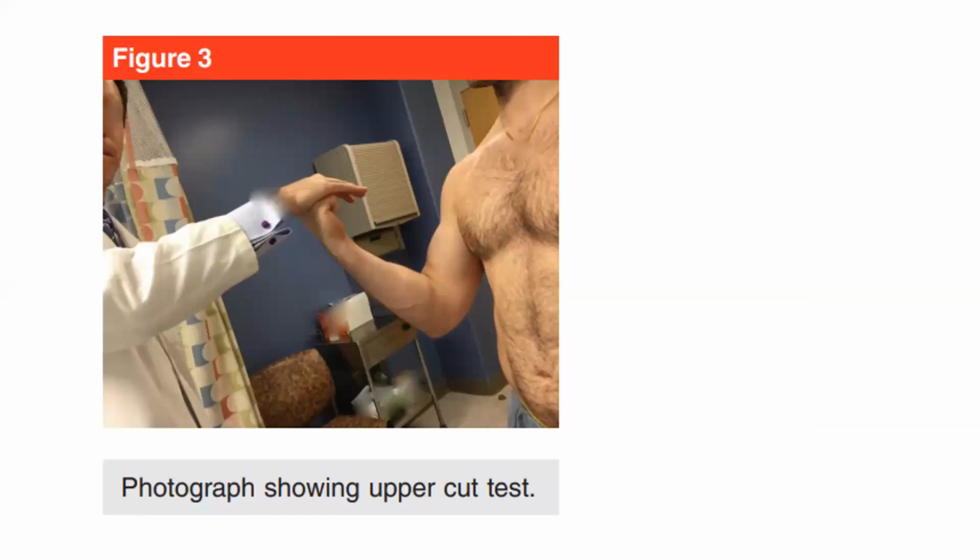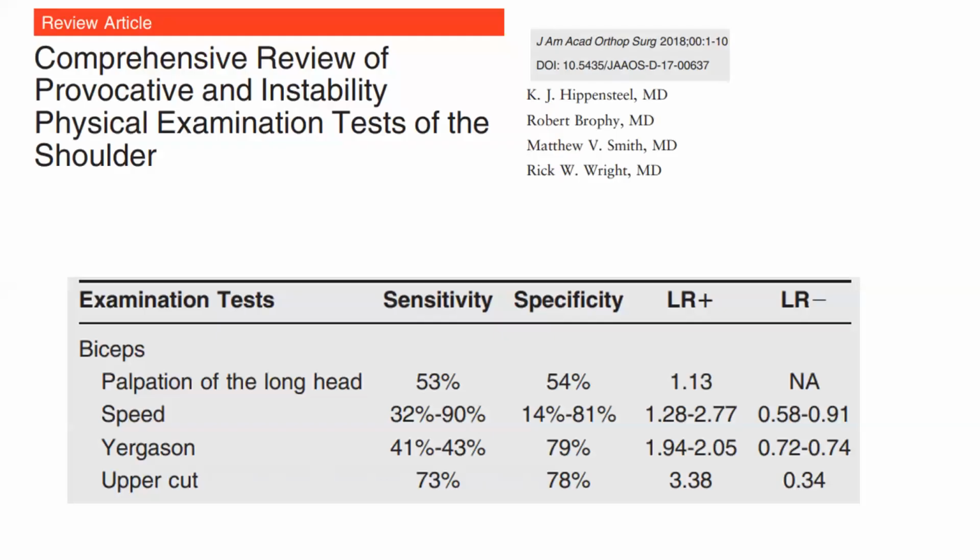This is another test for checking a bicep lesion. This is called the uppercut test. Same as in boxing, when you are performing an uppercut, the patient is asked to do the same movement against the resistance provided by the examiner. So again, pain at the bicep region is a positive test.